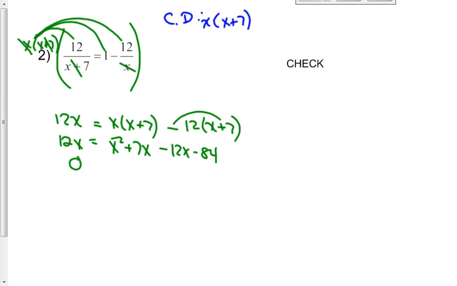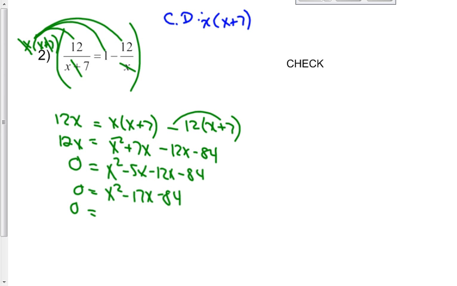Now everything needs to get to the same side, so I can factor this. Let's move the 12x over. X squared minus 5x minus 12x minus 84. 0 equals x squared minus 17x minus 84. This now has to factor. Two numbers that multiply to give me negative 84, that would add to give me negative 17. 21 and 4. X minus 21, x plus 4, and if I solve each one of those, my answers would be 21 and negative 4.